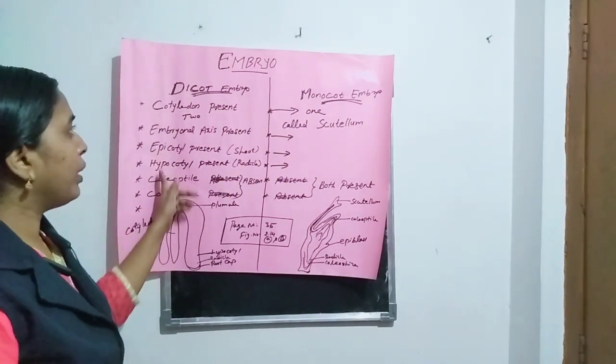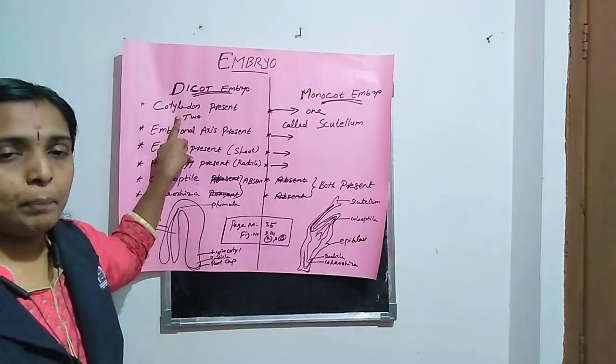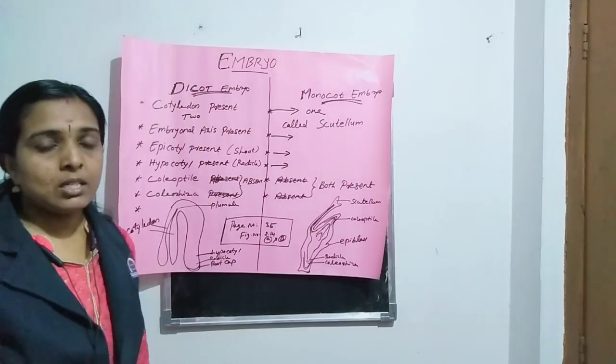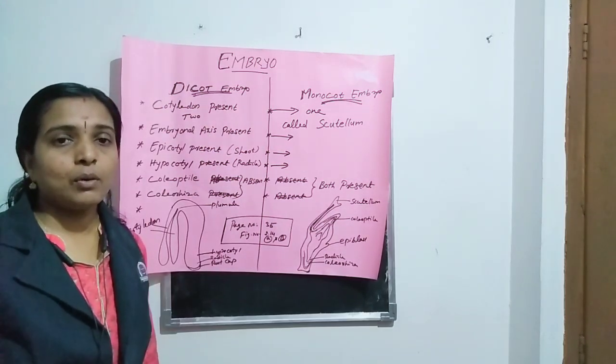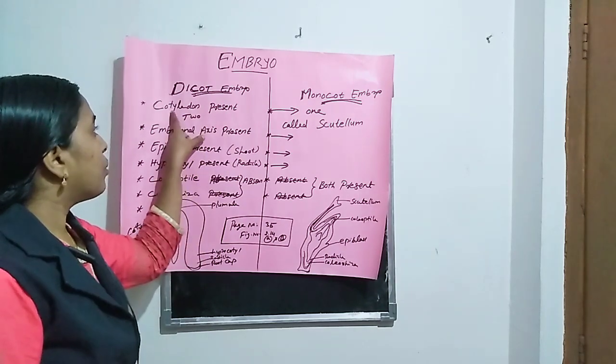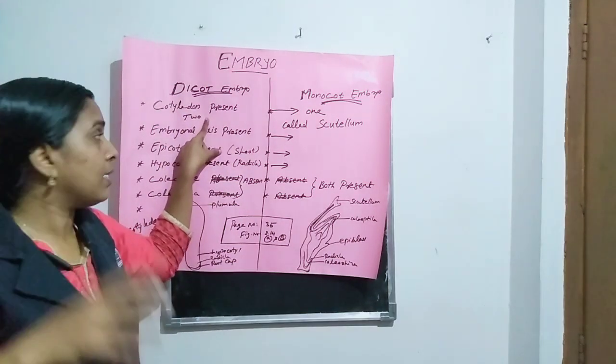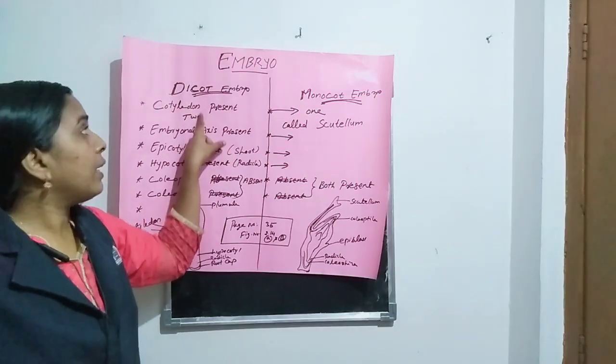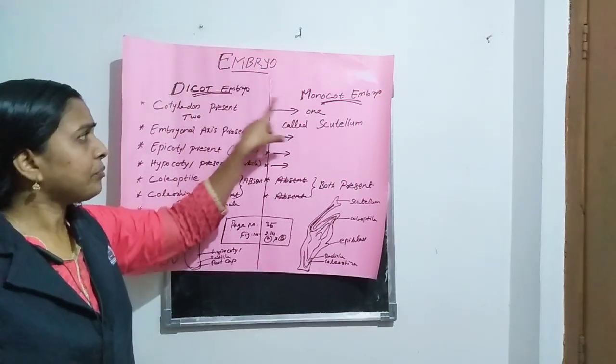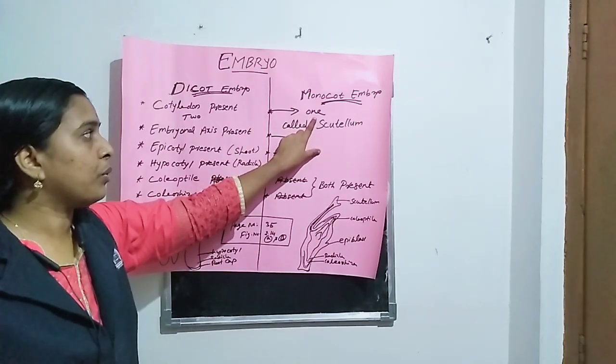Then points. First point, cotyledon present. What is cotyledon? Seed leaves are called cotyledon. Cotyledon stores reserve food materials for the seed. Then there are two cotyledons present in dicot. In monocot, only one cotyledon.